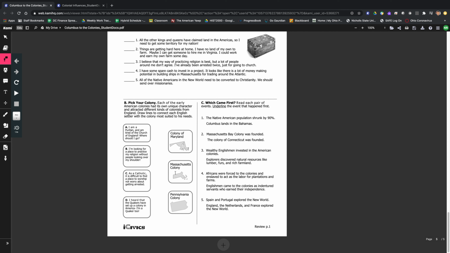Last but not least, see which comes first. Read each pair of events. Underline, once again, you can use this tool right here, or you can use this tool, the event that happened first. So, read each pair of events. Number 1, which came first? The Native American population sank by 90%, or Columbus lands in the Bahamas. Whichever one happened first, you would underline that.